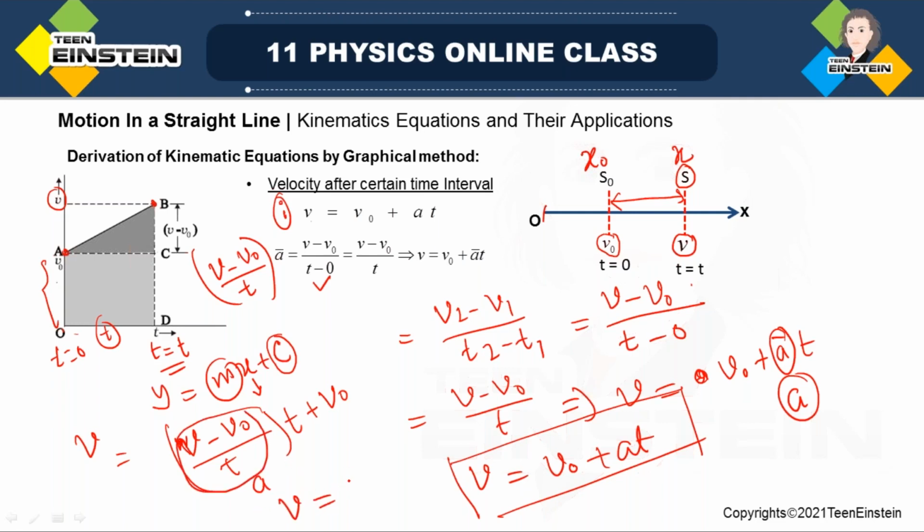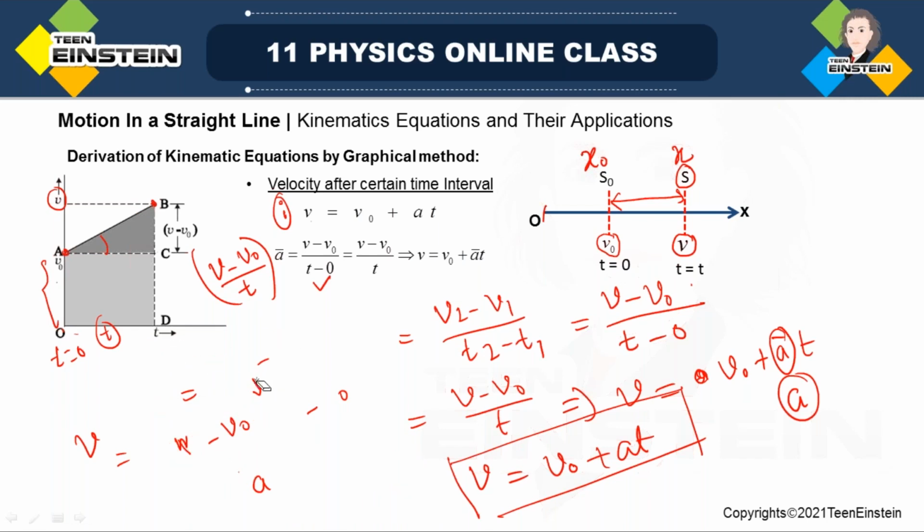So you can find the final velocity is v0 plus a into t. a is the slope here, which is actually in the velocity time curve. You might be remembering that in the velocity time curve, the slope of the straight line joining two points will give you the average acceleration. So that's why I have taken this as average acceleration. Okay, if there is a problem, I'll just repeat quickly.